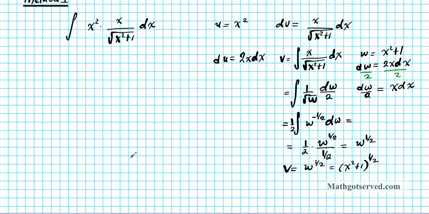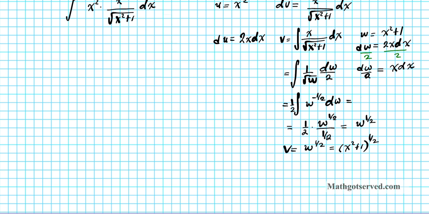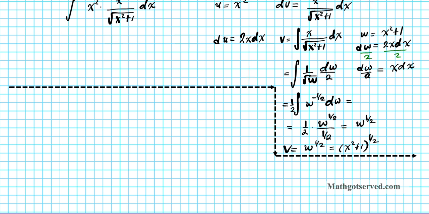Okay? Now we're ready to apply integration by parts formula. So we recall what the integration by parts formula is. Let me partition my workspace here so we don't get confused. Put it down here. So I'm going to write my integration by parts formula again so we can have everything organized. Okay? So integration by parts formula, we have the integral of u dv equals uv minus the integral of v du. All right? So we know that u is x squared.